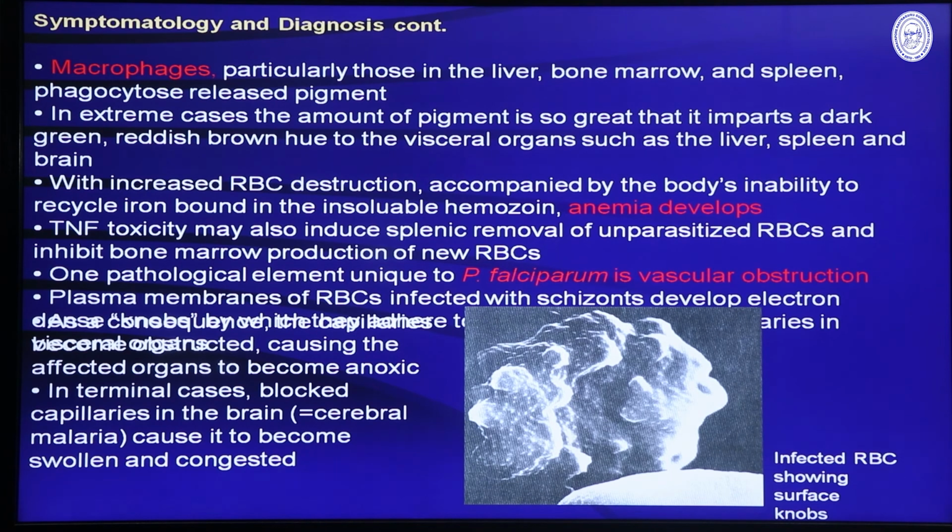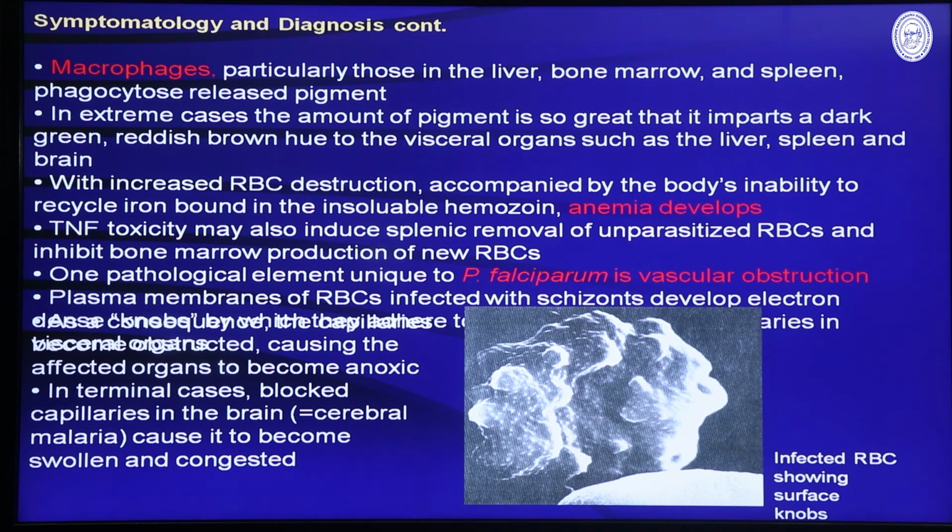Now, the TNF toxicity may also induce the splenic removal of the unparasitized RBCs and inhibit the bone marrow production of new RBCs. One pathological element that's unique to Plasmodium falciparum is vascular obstruction, which is very common.